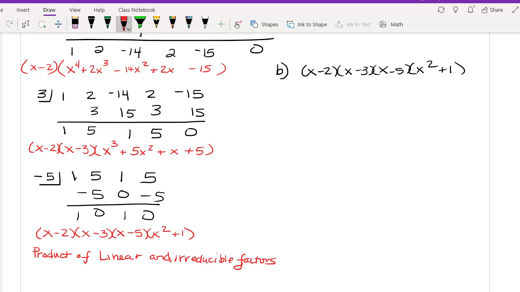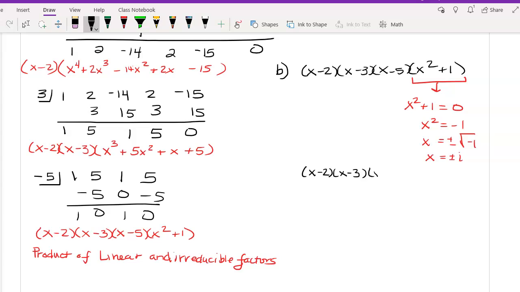So now we really want to break this down even further. So we're going to set this equal to 0 so we can get its actual factors. So x squared equals negative 1. X equals plus or minus the square root of negative 1, which we know is x equals plus or minus i. So now the fully factored product of linear factors is going to be x minus 2, x minus 3, x minus 5, x plus i, x minus i.